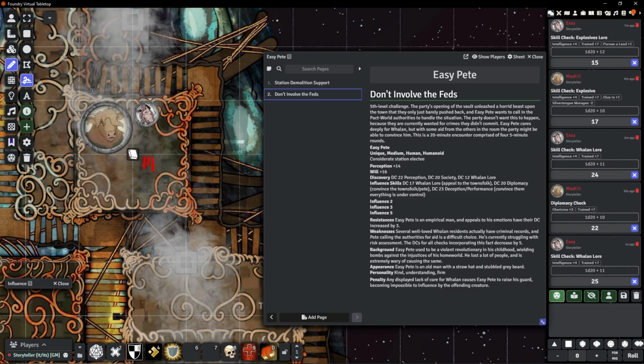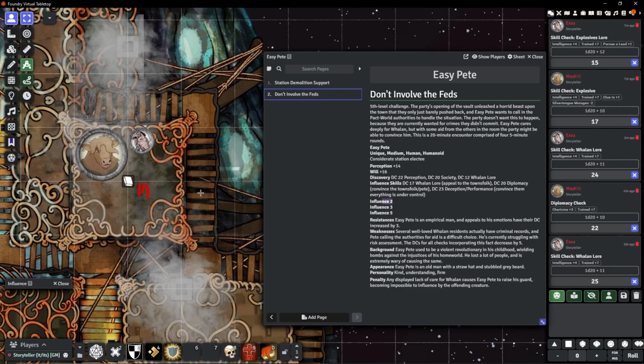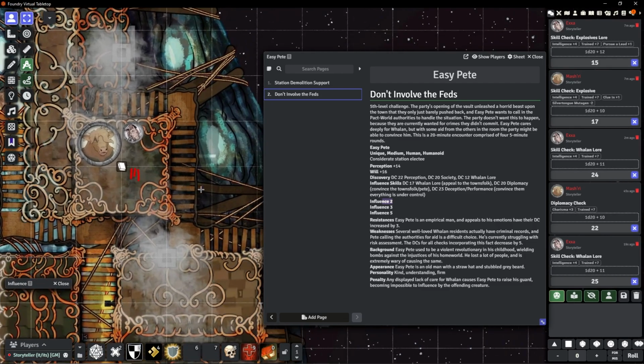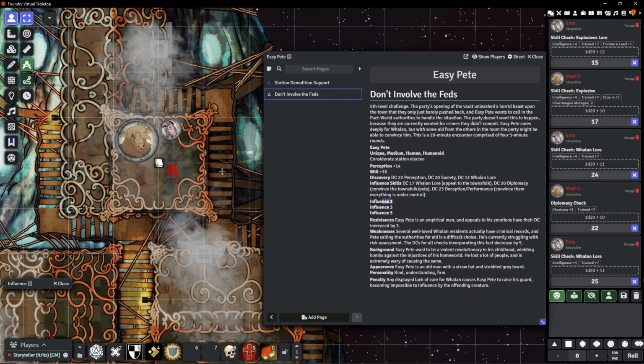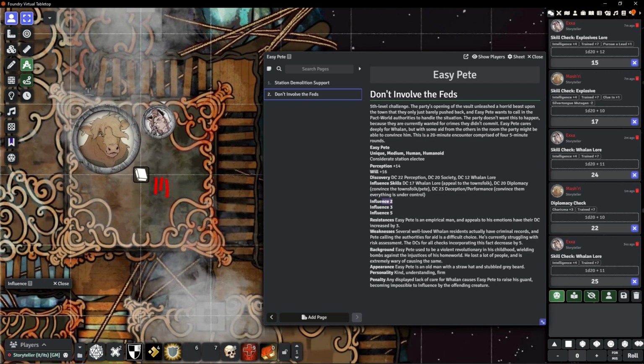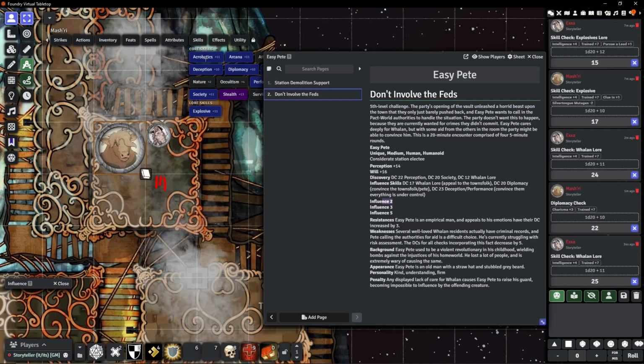2 influence points and push them over 2 thresholds to the point where at influence 2, I would say Easy Pete would allow Mashri and Exxa to leave, and then he would call in the authorities. Influence 3 is he will tell them that he was planning on ratting them out to the authorities, but is not going to. And let's see if they can get up to 5.